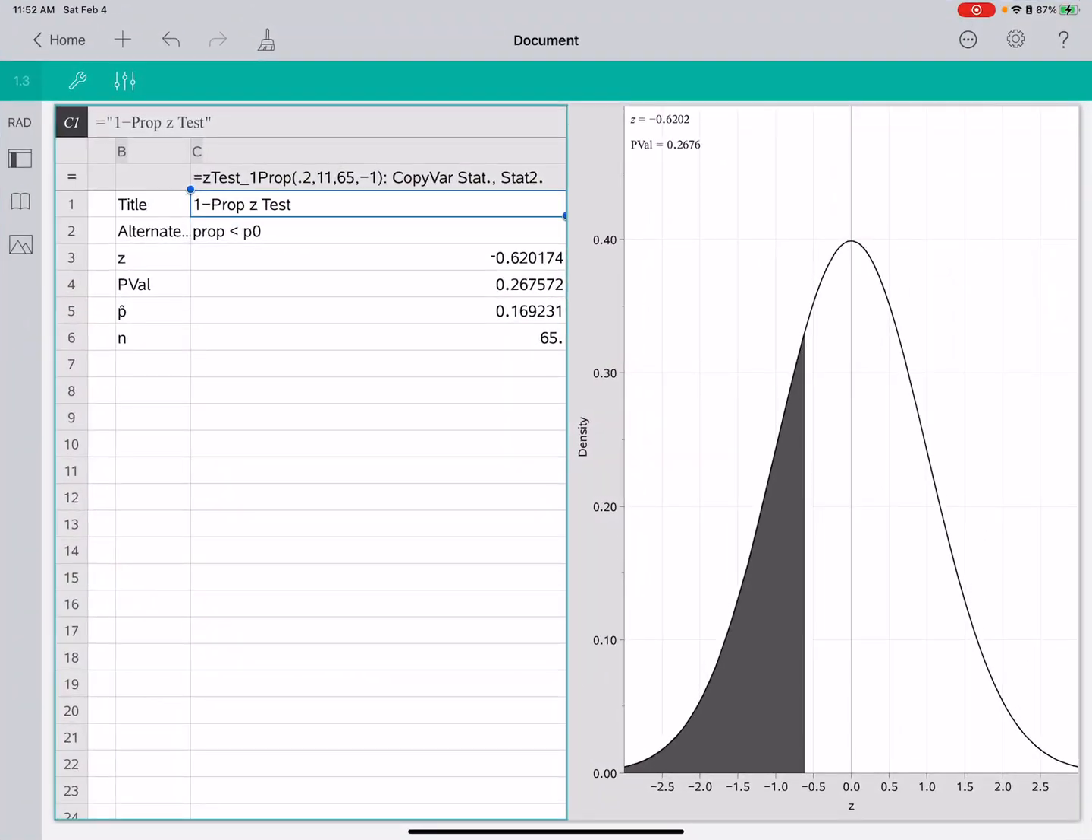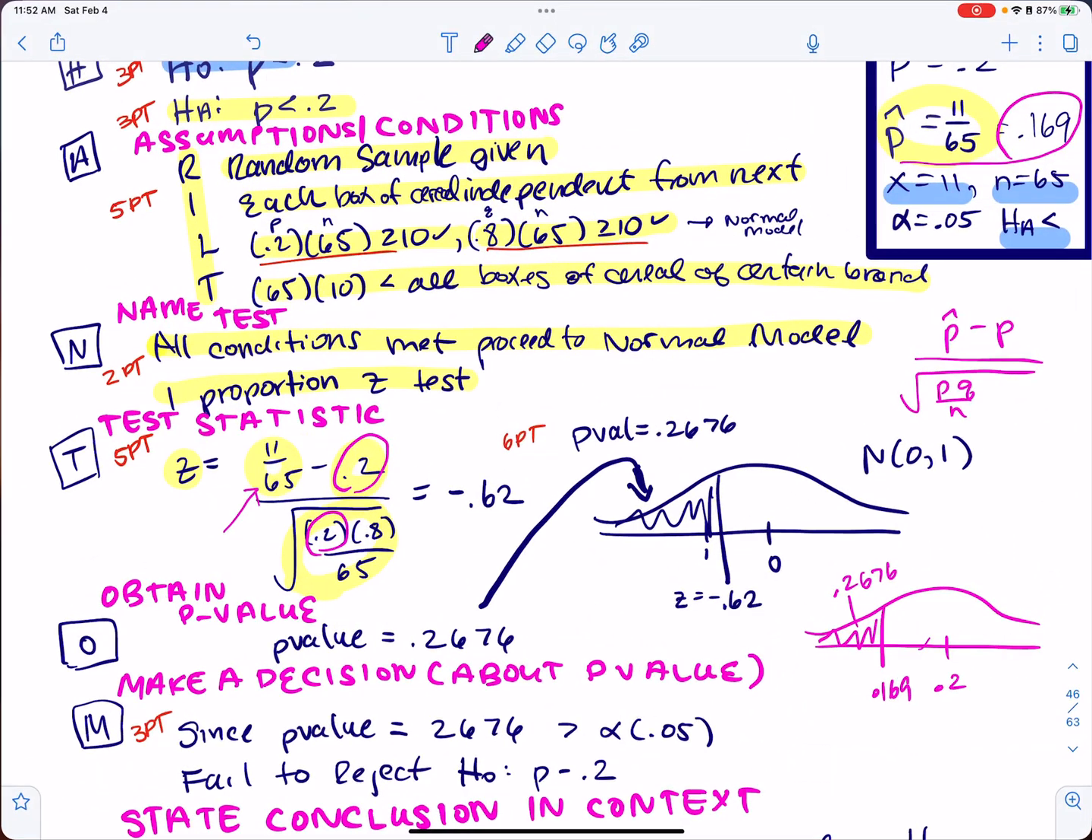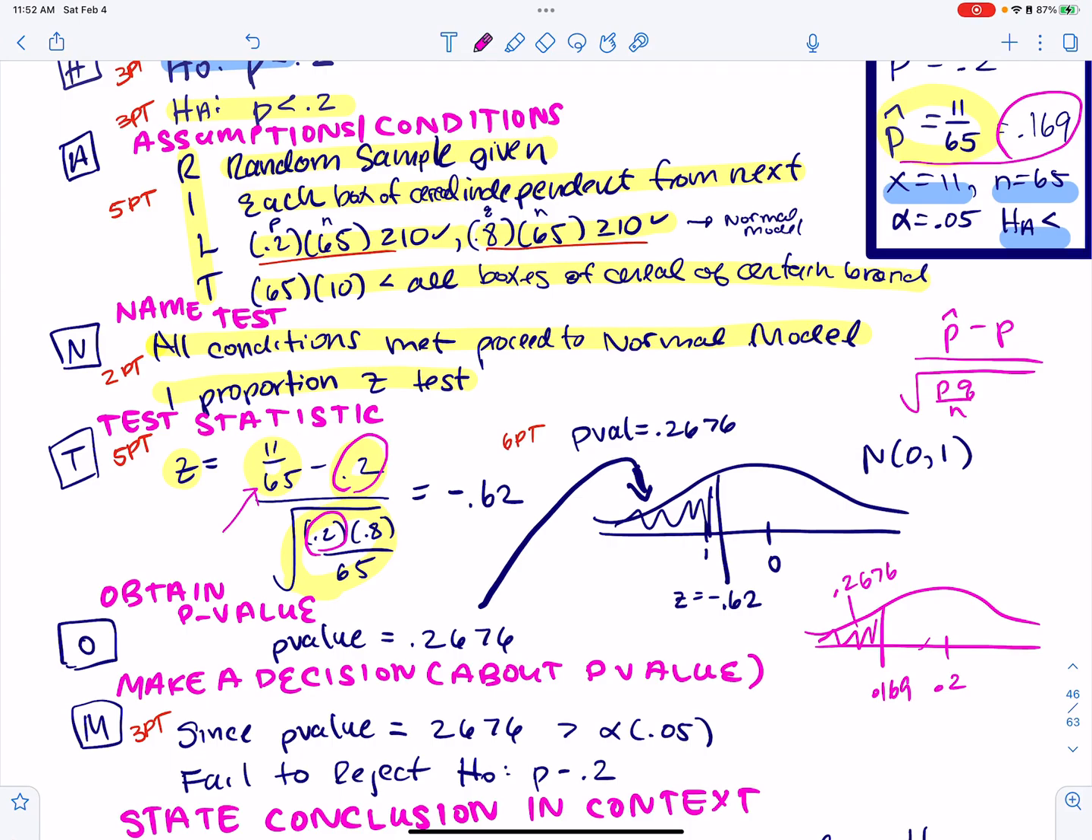So remember back here, I got the p-value at 0.7626. Is that what I said? I don't know why I'm saying it backwards. 0.2676. I'm saying it backwards, but that's the p-value. You can do it this way, or you could do a normal model, normal CDF. It's just a little easier to do the test the way I showed you.